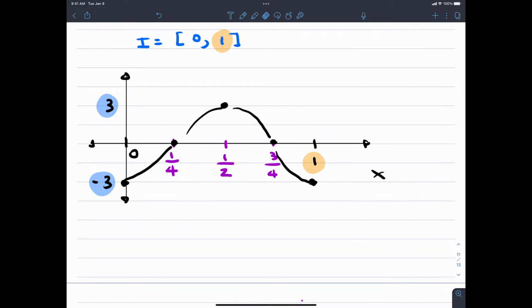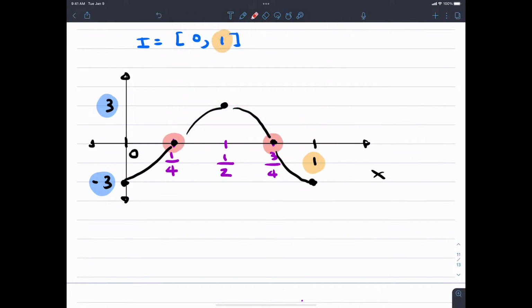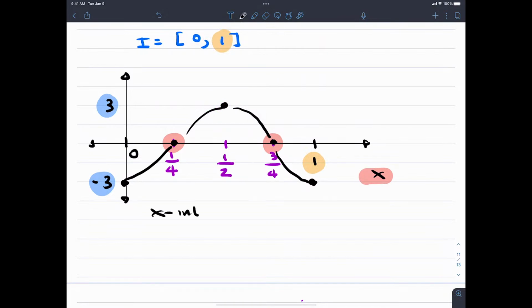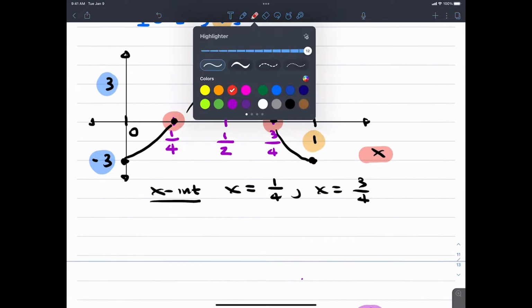That's your information, okay? However, a picture is worth what? A picture's worth what? 1,000 words. Why do I say that? This point and this point, they're on the what? X-axis. So what are they called? X-intercepts. Good. What does it happen? X is 1/4 and X is what? 3/4. Good.